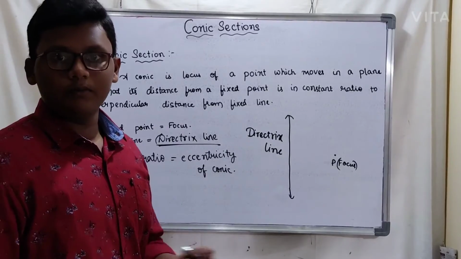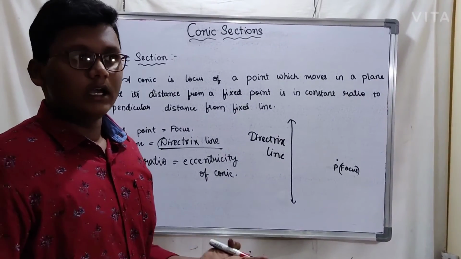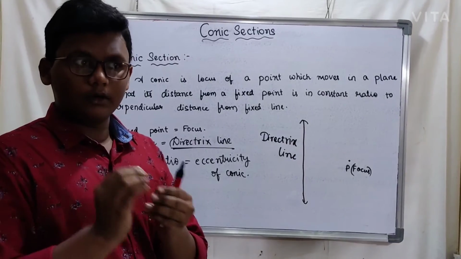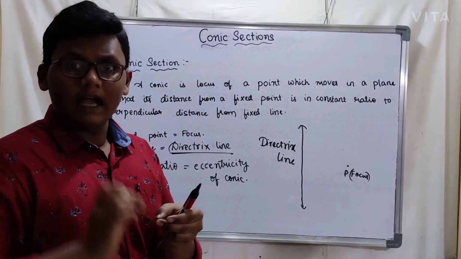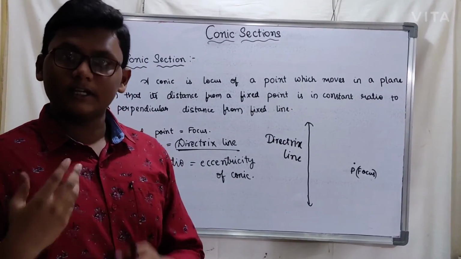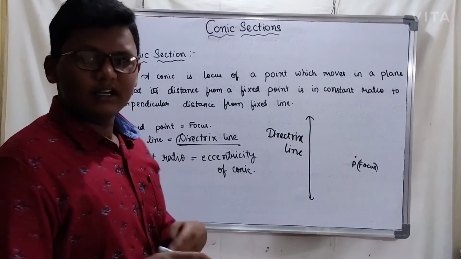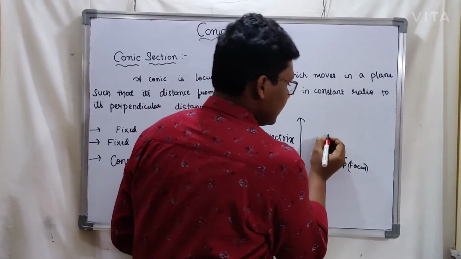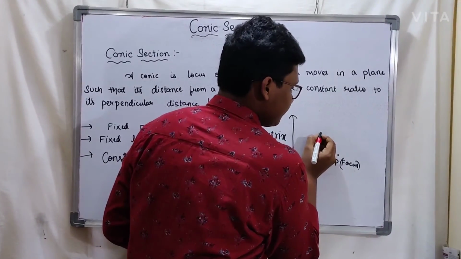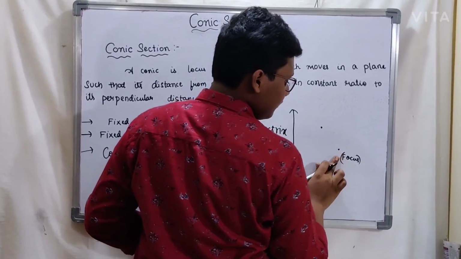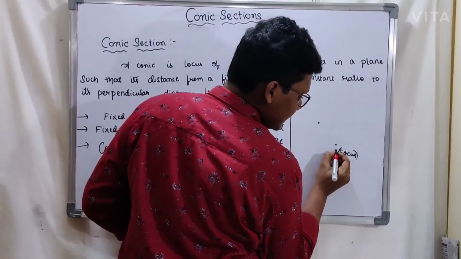Locus is a moving point, means it will move. If it rotates at a distance r from a fixed point, then a circle will be formed. Similarly, it is a variable point. Locus we will take here, and this locus we'll denote as S.